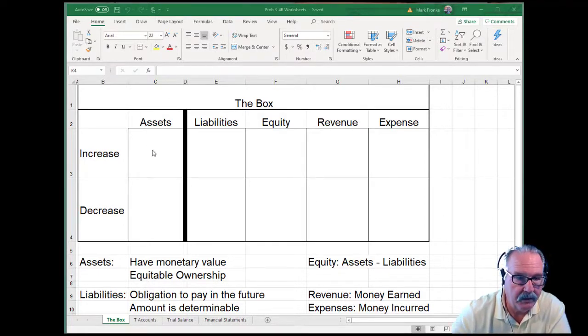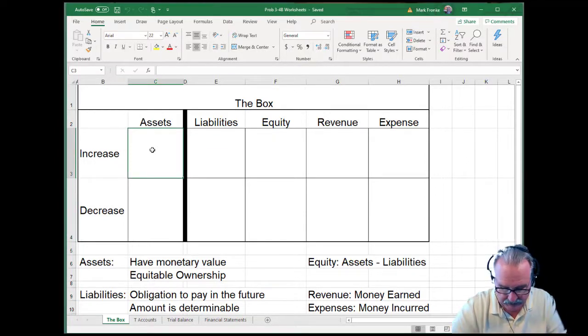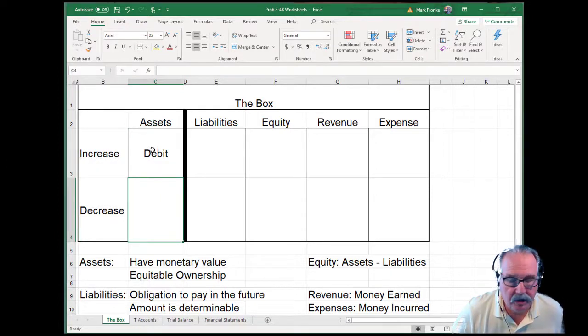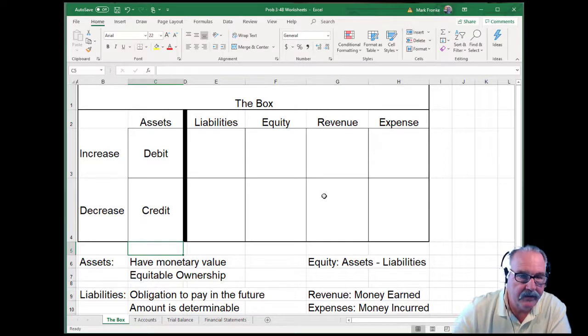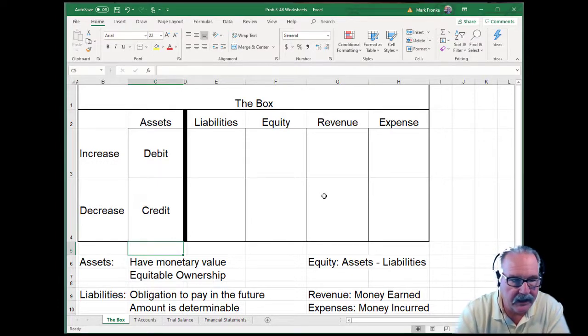So if I put the word debit, assets go up with a debit. If you remember that, you can fill out the rest of this form, because if they go up with a debit, they must go down with a credit. Assets go up with a debit. If you say that to yourself 100 times today, you'll never forget it. Assets go up with a debit.